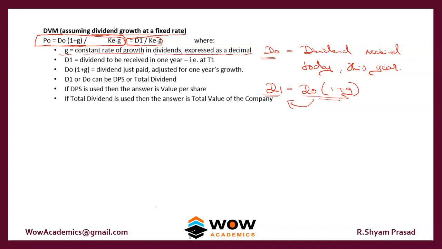Whether you are going to use D1 or D0 as a numerator, it can either be a dividend per share or a total dividend. If you use dividend per share as the numerator, then the value that you get is the value per share. If you are going to use total dividend in the numerator, then the value that you are going to get is the total value of the company. Okay, so ensure that you understand these basic concepts so that it's easier when you do a problem.